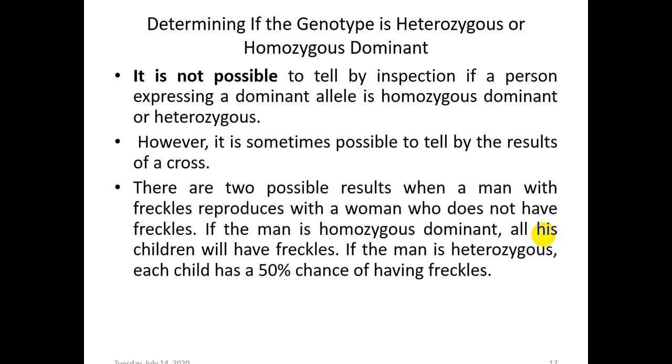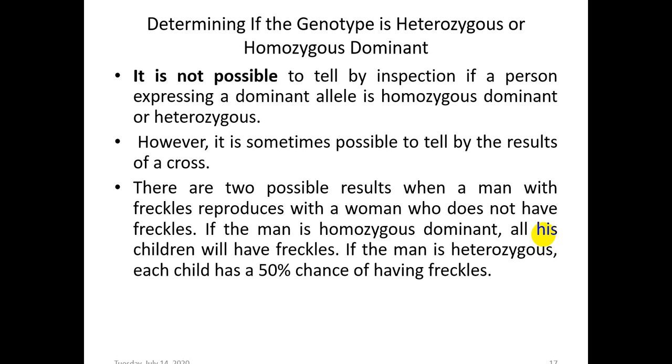After the crossing, there are 2 possible results when a man with a freckle reproduces with a woman who does not have a freckle. If the man is homozygous dominant, all his children have freckles. If the man is heterozygous, each child has a 50% chance.